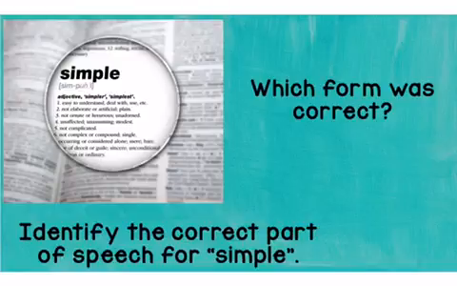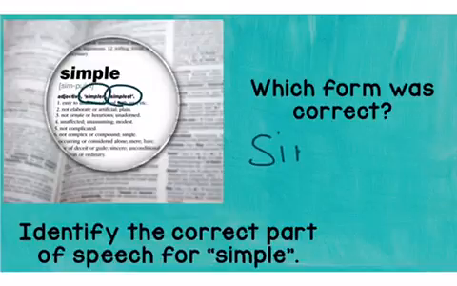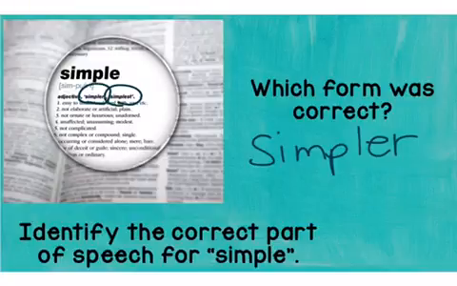And this is the part she was looking for. These are some different forms of the word simple: simpler, simplest. Which form should she use? Simpler is correct. And identify the correct part of speech for simple. We saw right here that it's an adjective. It's a describing word.